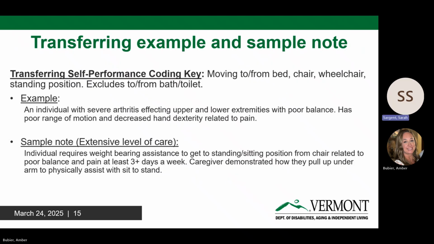Transferring example, sample note, and coding key definition. Moving to and from bed, chair, wheelchair, and standing position; excludes to and from the bath or toilet. Again, same example of an individual with severe arthritis affecting upper and lower extremities with poor balance, poor range of motion, and decreased hand dexterity related to pain. A sample note of extensive level of care for transfer.